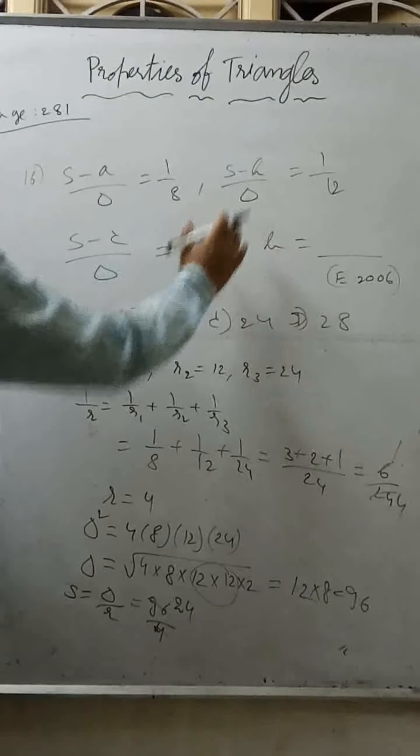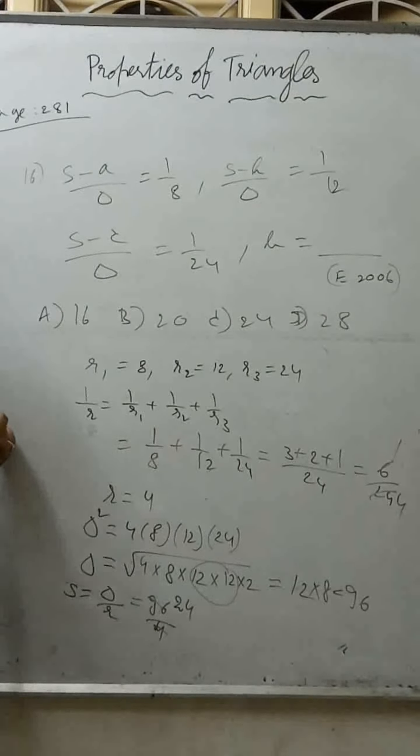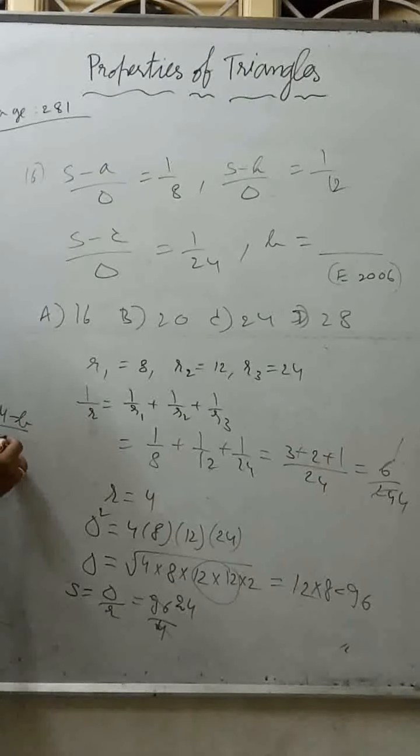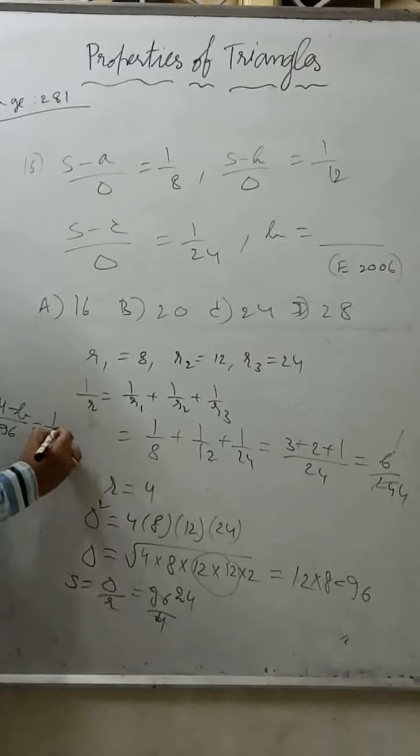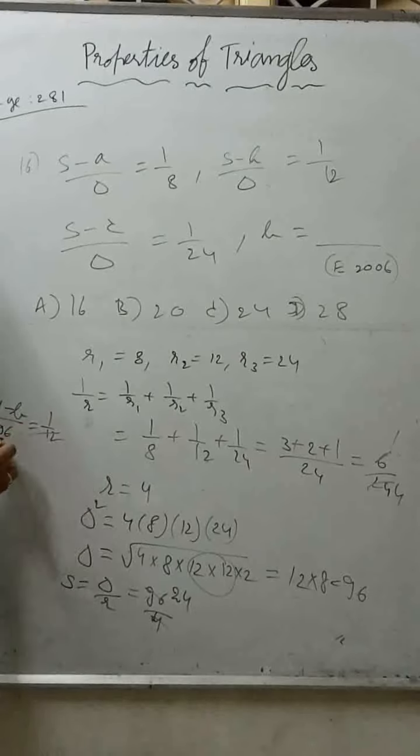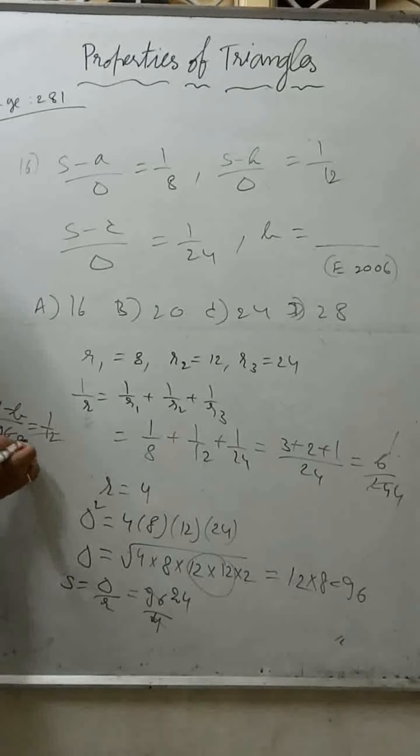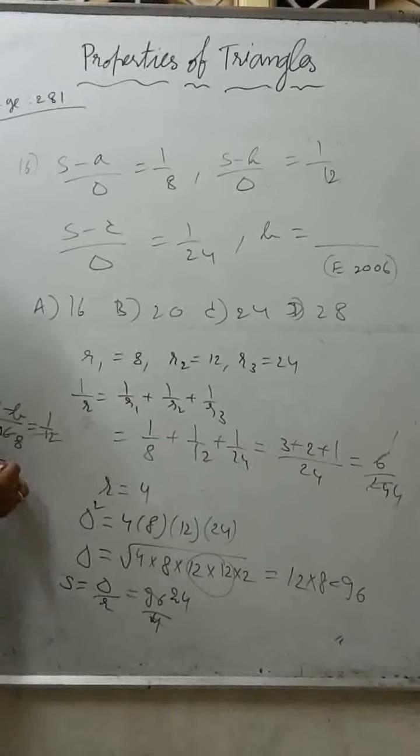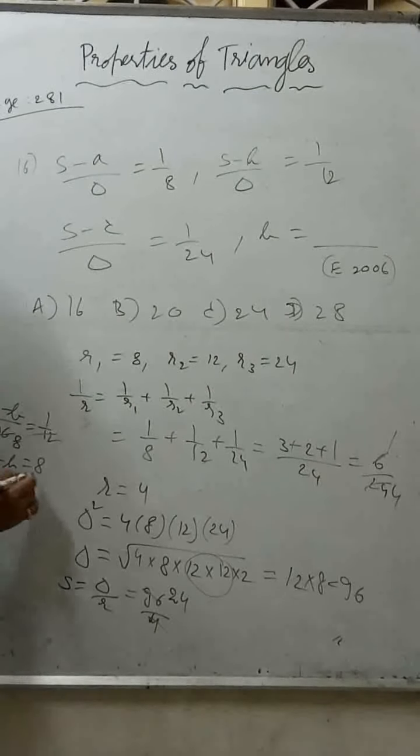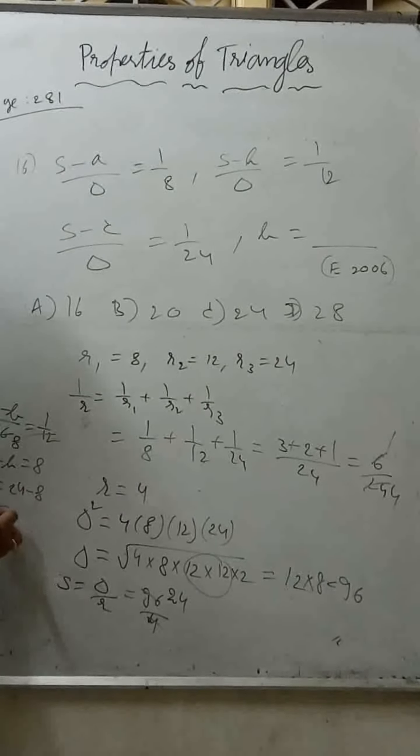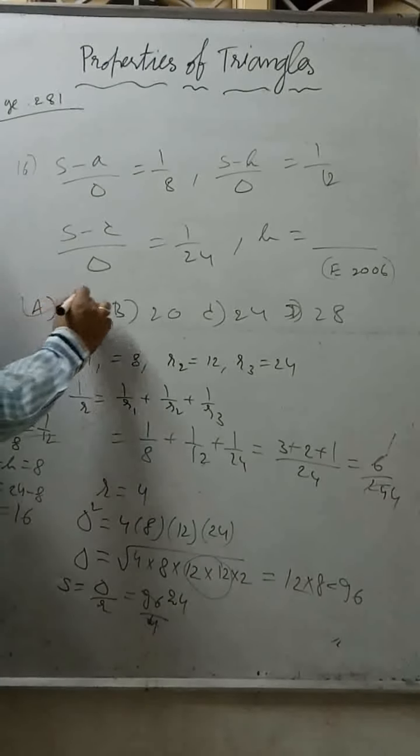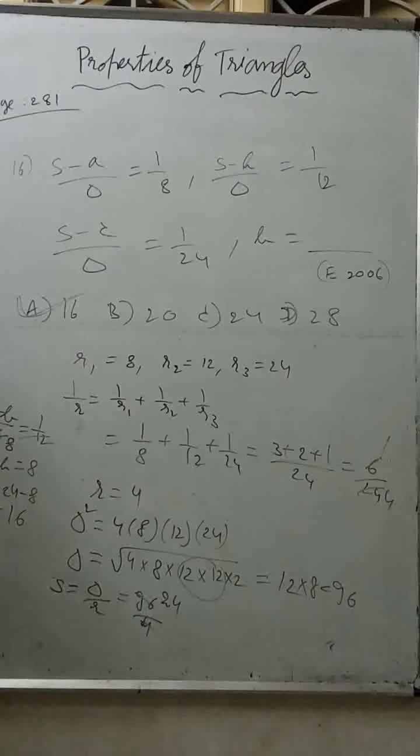Now I can substitute here, I will get B. So S minus B means 24 minus B, by delta value, I know 96, equal to 1 by 12. Then B value I need. If I go for cross multiplication, 12 cancels first. 12 8s are 96. So 24 minus B equal to 8. Now 8 to this side, B to that side. B equal to 24 minus 8, which is 16. So our option is A, 16.